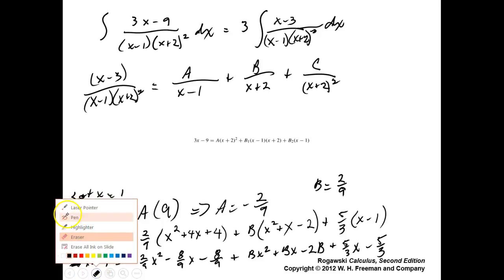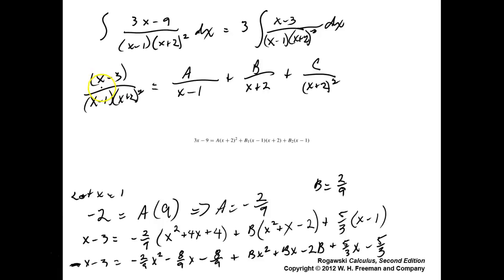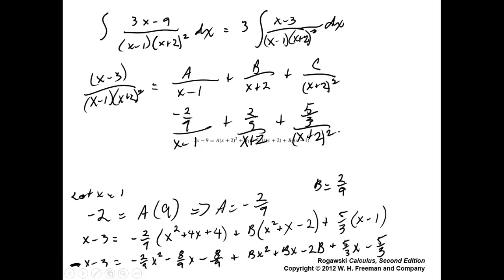Okay. So this numerator, which is what we had up here, is equal to, the A is minus 2/9 over x minus 1 plus 2/9 over x plus 2 plus, and what was my C? 5/3, I mean 5/3 over x plus 2 squared, right?